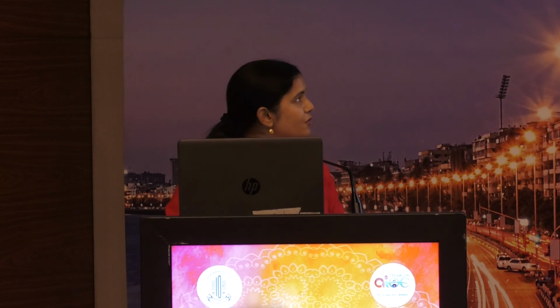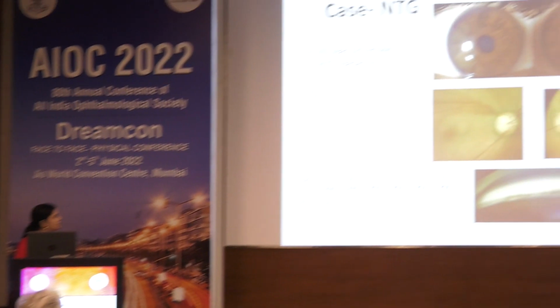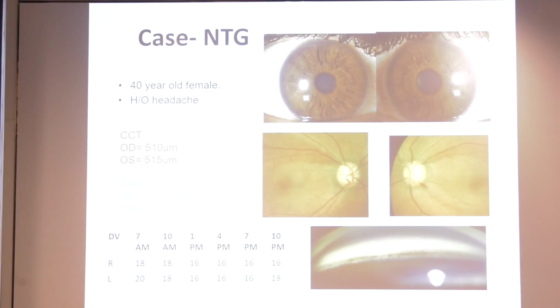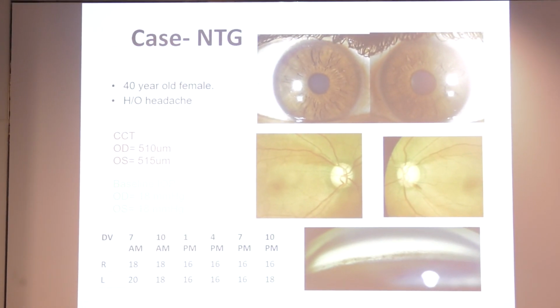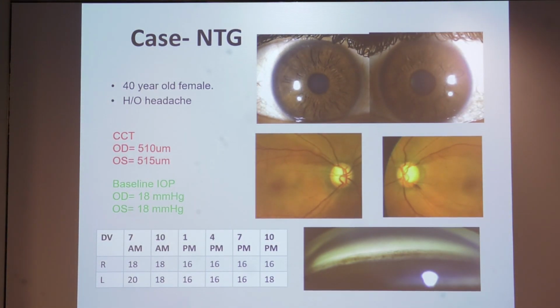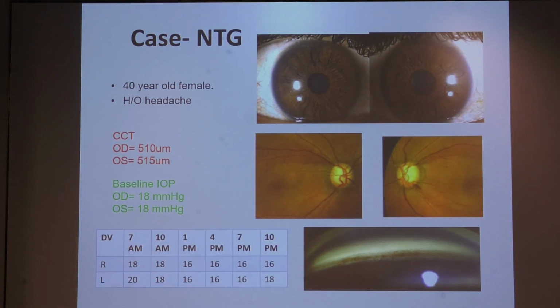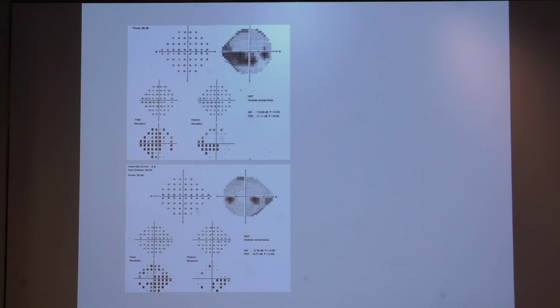So this case was of a 40-year-old female who had a history of headache, and the intraocular pressures were in a very normal range. The optic discs, as we can see here, had RNFL defects in the superior and inferior quadrants in both eyes, with a disc hemorrhage present in the left eye. And the visual fields were as shown here in the right eye.